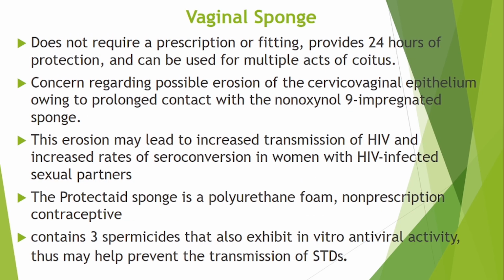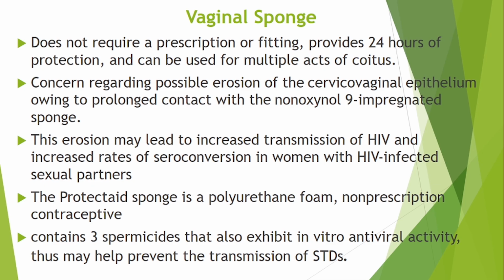Another method is the vaginal sponge. The vaginal sponge does not require a prescription or fitting, and it provides 24 hours of protection from pregnancy. It can be used for multiple acts of coitus over this period. There has been concern raised regarding possible erosion of the cervical vaginal epithelium owing to prolonged contact with the spermicide used to impregnate the sponge, which is nonoxynol 9. This erosion may lead to increased transmission of HIV and increased rates of seroconversion in women with HIV-infected sexual partners.